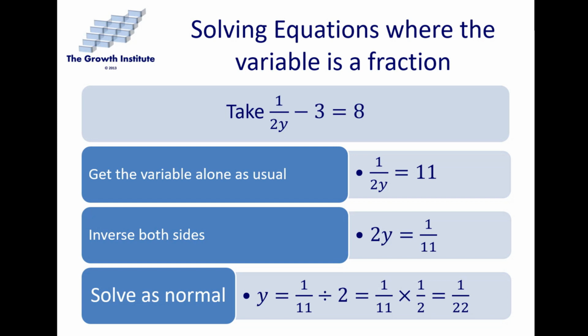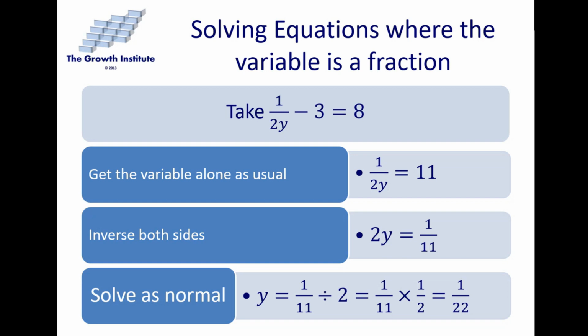Now remember, when we inverse a fraction, we swap the numerator and the denominator around. So instead of 1 over 2y, we say 2y will be equal to, we swap the other one around as well. Remember, any integer, any whole number can be written on 1, and so therefore if we swap it around, we get 1 over 11. And then we solve it as per normal. Okay, we want to get the y alone, so we must divide by 2 on the left side of the equation, and we must divide by 2 on the right side of the equation.